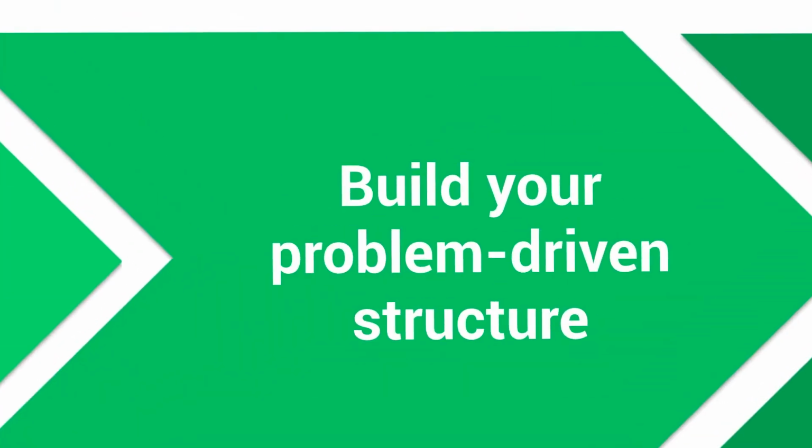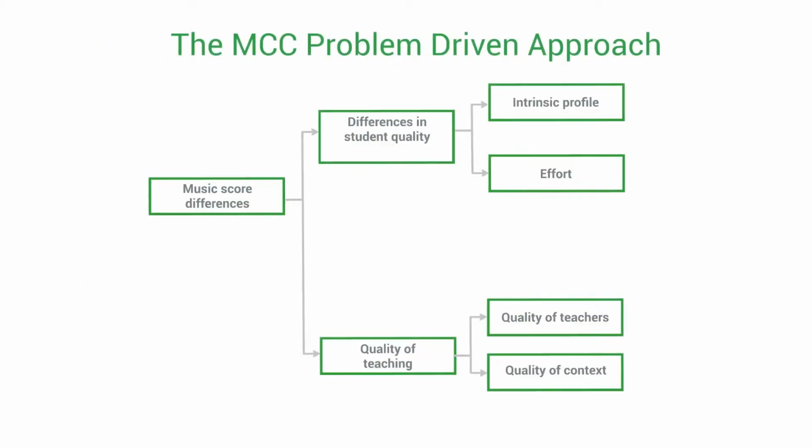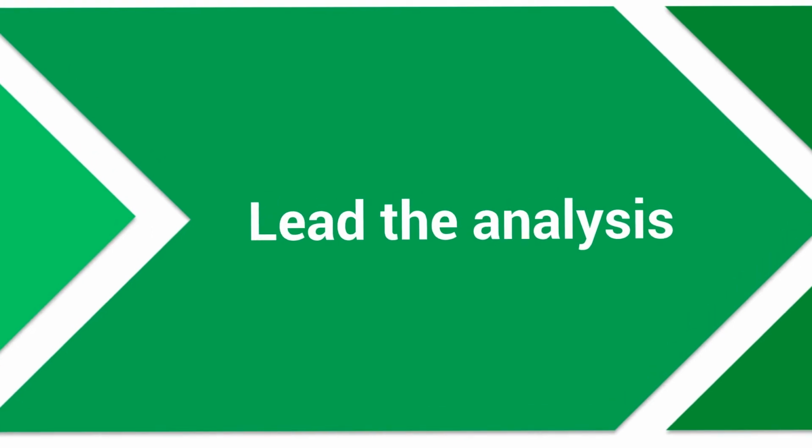The next step, like in the earlier case, would be to build your problem-driven structure. You could imagine 2 causes for the differences in the music score. One is a difference in the student quality, and the other could be a difference in the quality of teaching. The differences in student quality could be on account of the intrinsic profile of the candidates or due to differences in the amount of effort put in. The quality of teaching could vary with the quality of teachers or due to the quality of the context where the teaching takes place. Next, we navigate the issue tree to get to the root cause of the problem and then generate solutions to fix it.